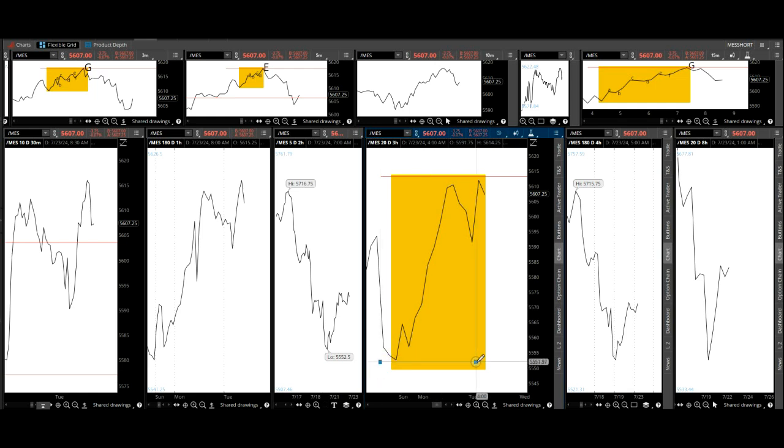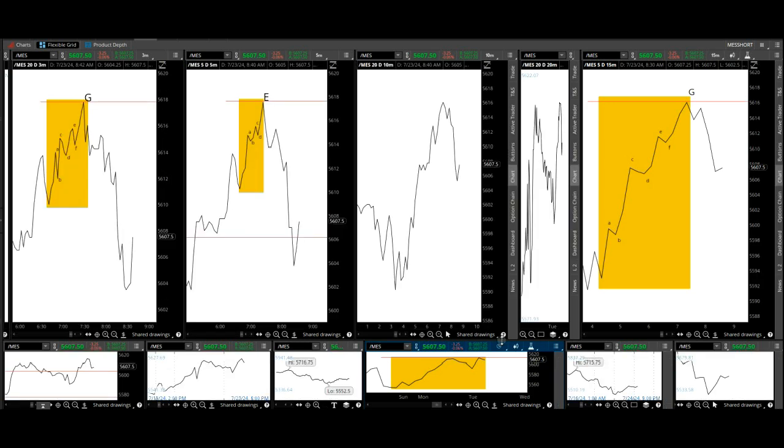But again, you're trying to attempt to get 10, 15, 20 points a day. Don't go for the home run. It's not going to happen. The trades are short in duration, okay? Maybe 10 minutes, maybe half hour. As soon as you get your profit objective, you exit the trade and you go for another one, okay?